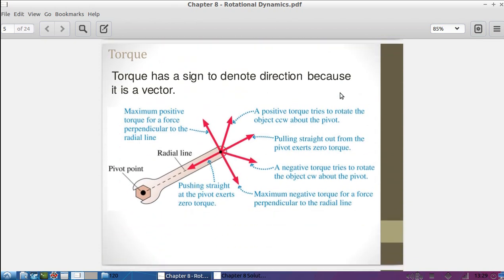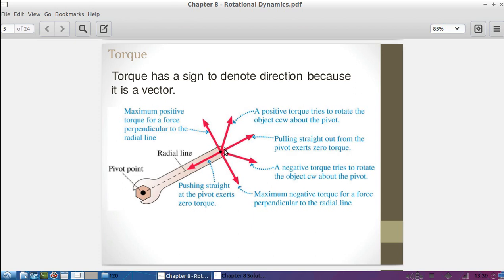So let's talk about a couple of scenarios. These red arrows are all different force vectors. Notice that the radius vector doesn't change for this object. It's always going to be pointing in this direction. Let's take the scenario where we're pulling the wrench in the same direction as the radius vector. The angle between the R vector and F vector in this case is 0. Sine of 0 is 0, so you're exerting no torque if you're pulling in this direction.